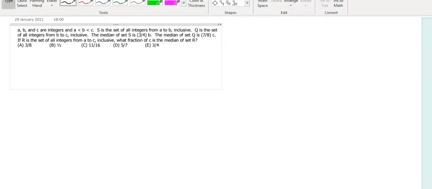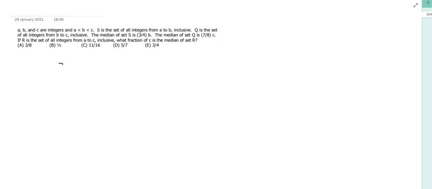The question says A, B and C are integers and you are given that A is the least number and C is the greatest number among them. So A is less than B is less than C. Also all three of them are integers.